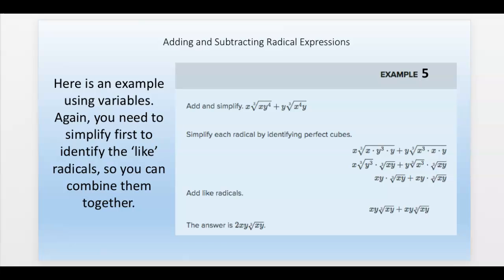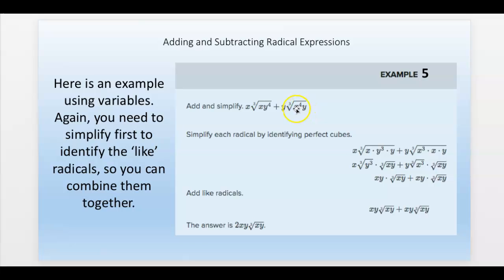We'll go over some more of that. And here's an example using variables. Guys, this is a cube root of x, y to the fourth. Well, y to the fourth, there's 3 y's in there. So I can take a y out. Now, 3 of them inside a cube root, take them outside. Now there's just 1 outside.